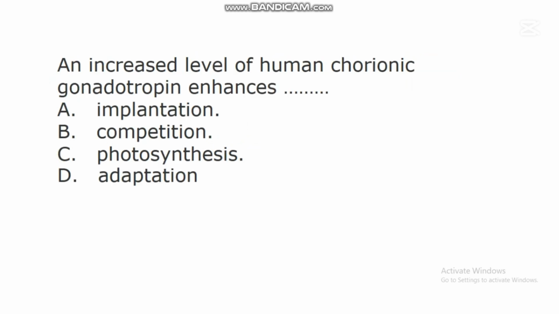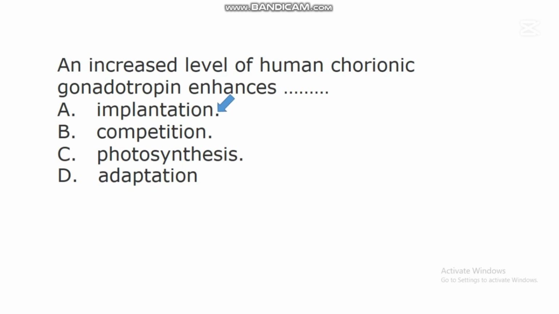The next question says, an increased level of human chorionic gonadotropin enhances dash. A. Implantation. B. Competition. C. Photosynthesis. D. Adaptation. In this question, the correct answer is A.